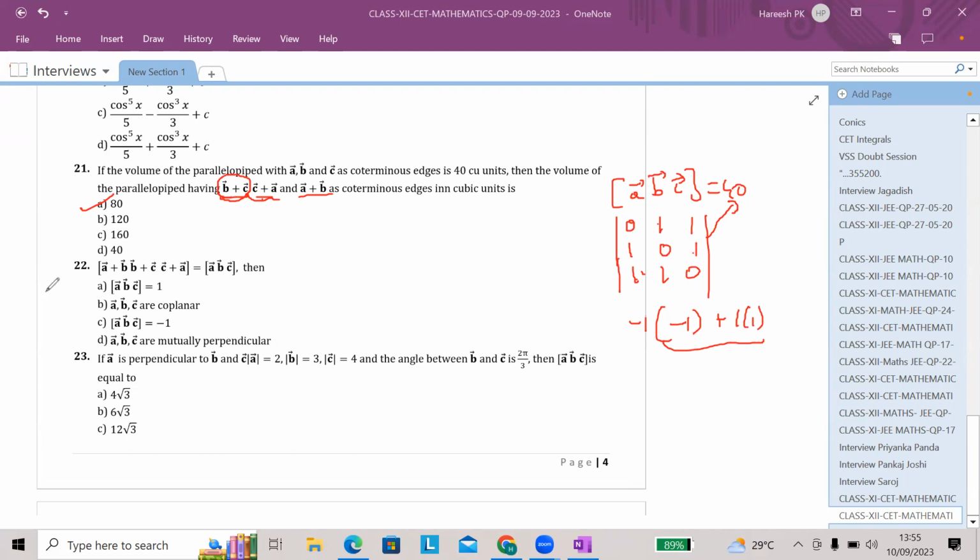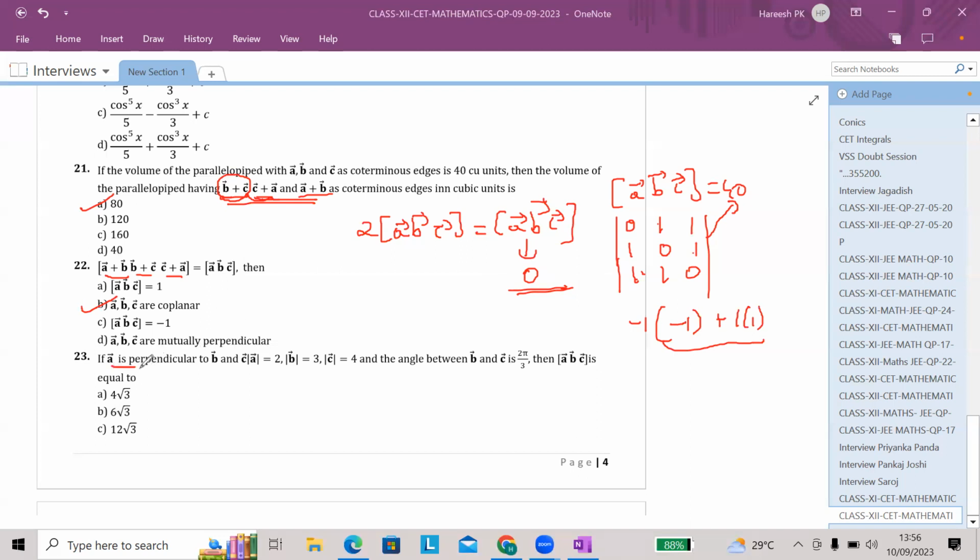Now the 22nd one is a very good question. They're saying A plus B, B plus C, C plus A, right? Just now we saw previous one. It was 2 times of box ABC. Now they're saying 2 times of box ABC is equal to box of ABC. That's possible only when box of ABC is 0. And when is box of ABC 0? When ABC are coplanar. So it is option B.